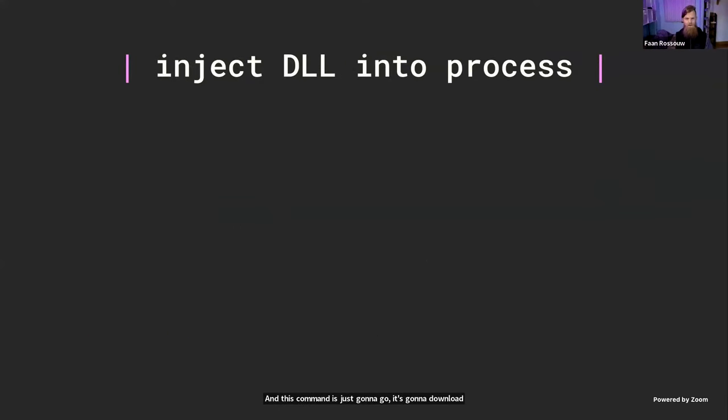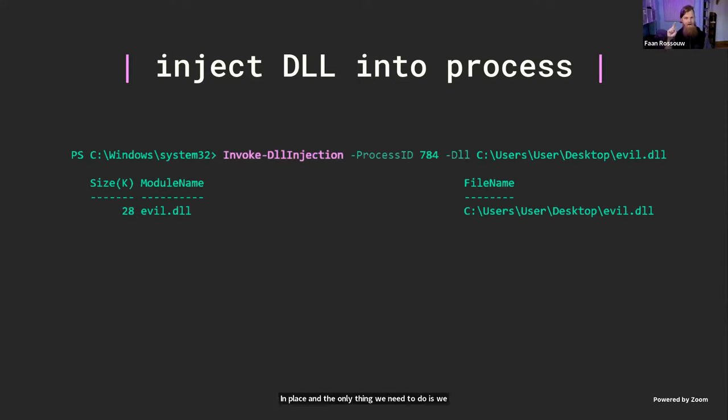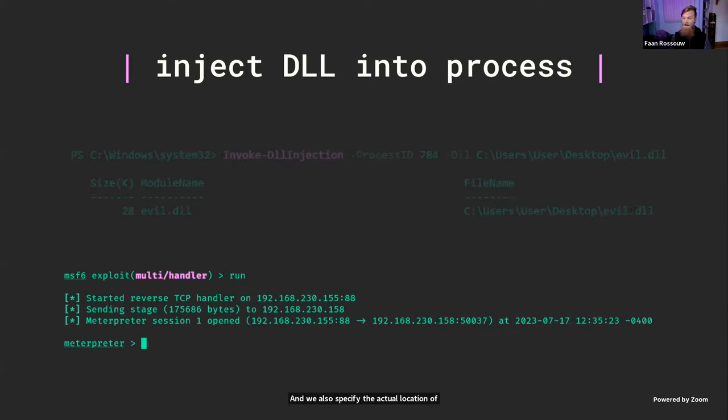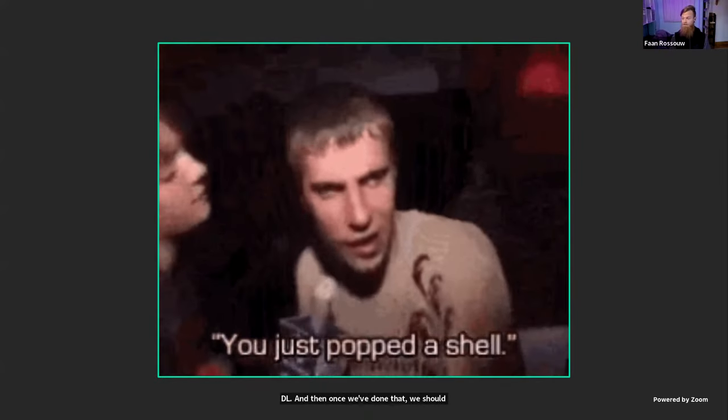So now at this point, we basically have all our pieces in place. And the only thing we need to do is run the script that we just injected into memory. We can see it there in pink. And we specify two things. We specify the PID of the legitimate process we want to inject into, and we also specify the actual location of the malicious DLL. And then once we've done that, we should have our shell.